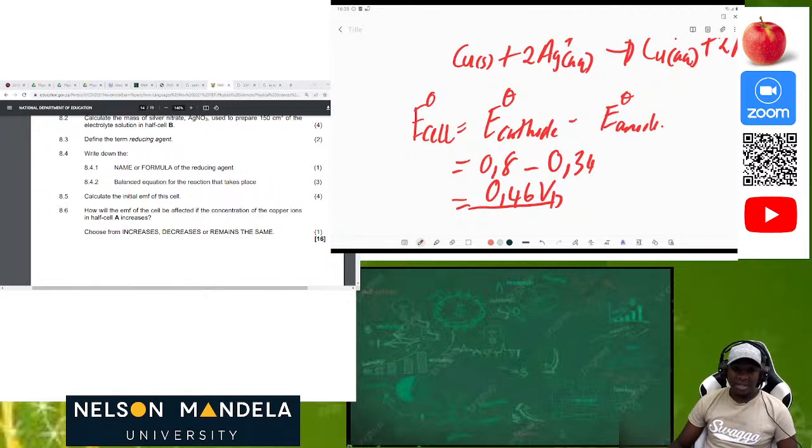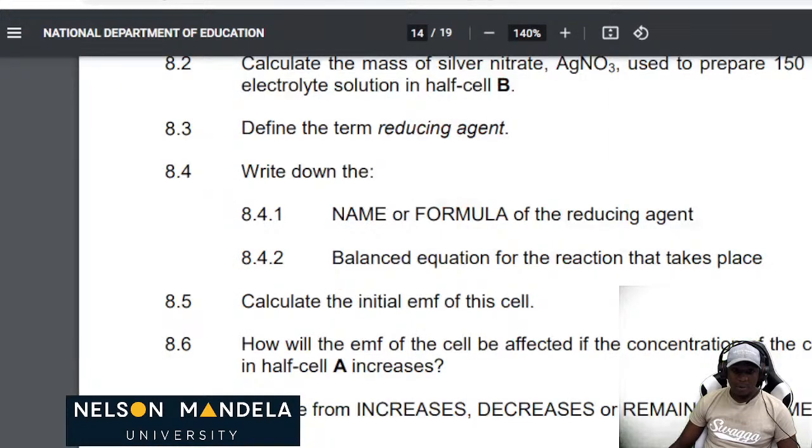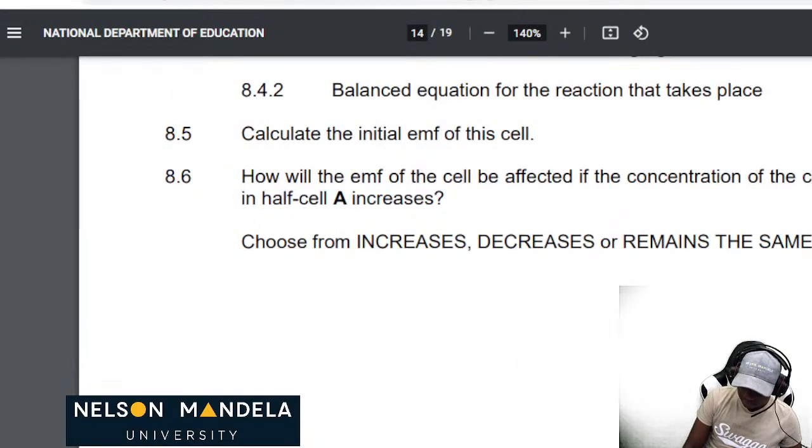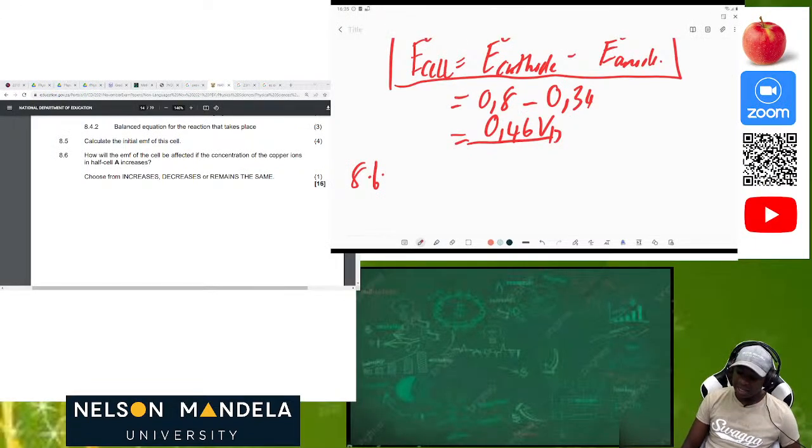Now let's look at the last question, or 8.6, right? How will the EMF of the cell be affected if the concentration of the copper ions in half cell A increases? So that's easy. We have already spoken about that. We say that if the concentration of the electrolyte increases, the EMF will decrease. That's why it's actually 1 mark. Okay, so it's actually going to decrease.